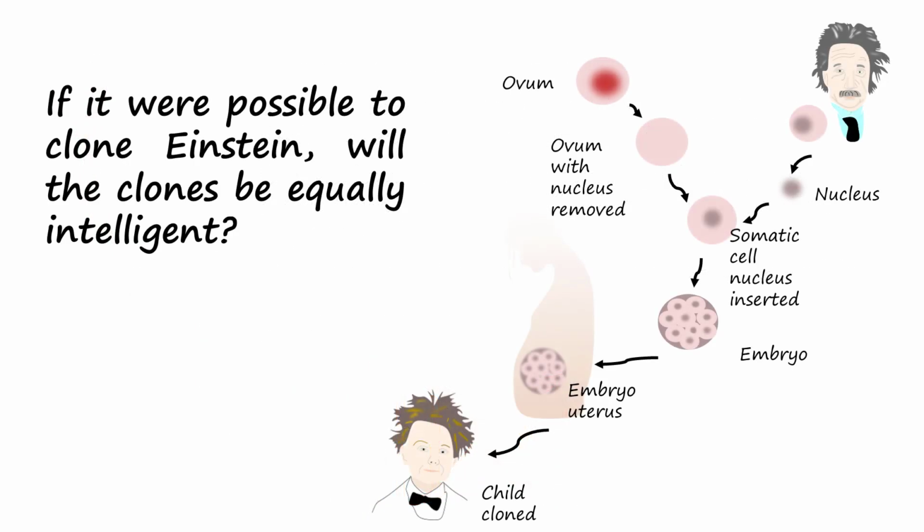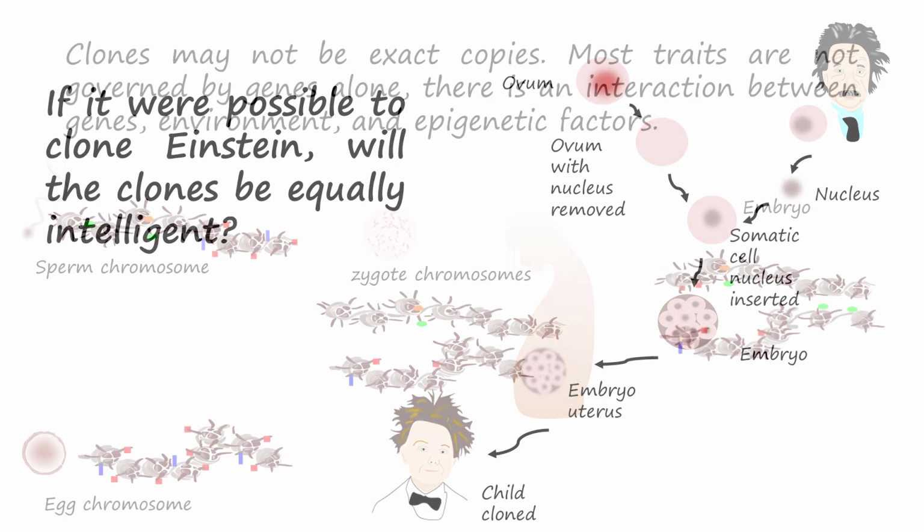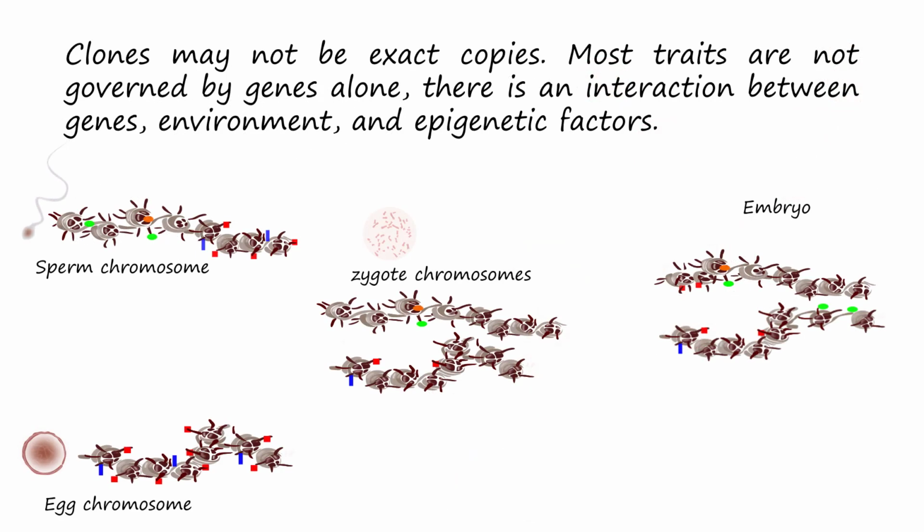Question 3. If it were possible to clone Einstein, would the clones be equally intelligent? The answer is that clones may not be exact copies. Most traits are not governed by genes alone. There is an interaction between genes, environment, and epigenetic factors.